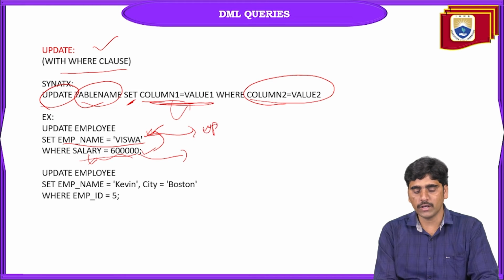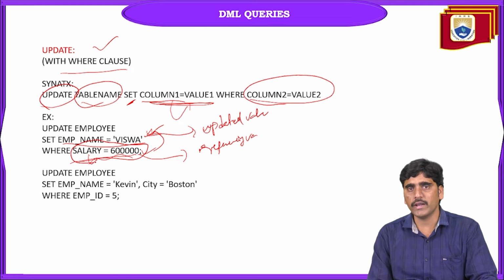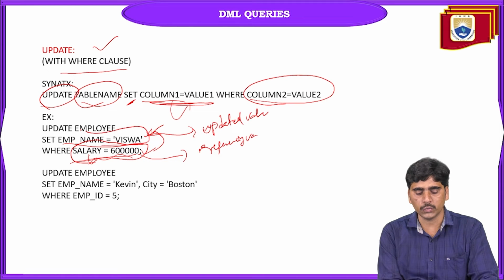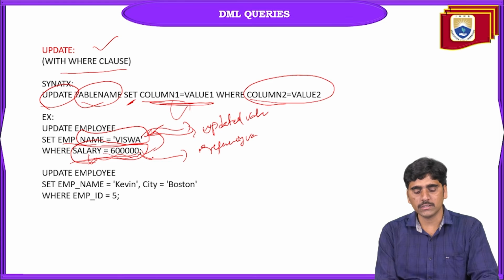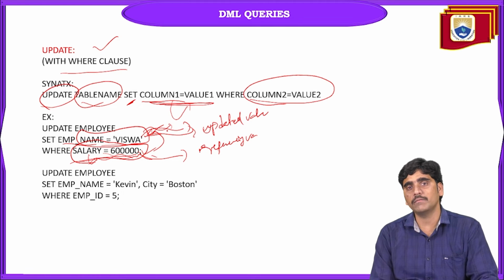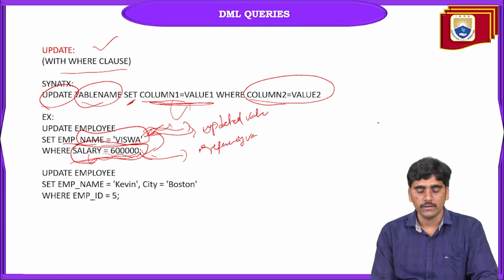This is what I am going to update based on this value. This is the updating value, and this is the referencing value. That means I am taking this condition as a reference to update this value. Right? This is the way you can perform this.